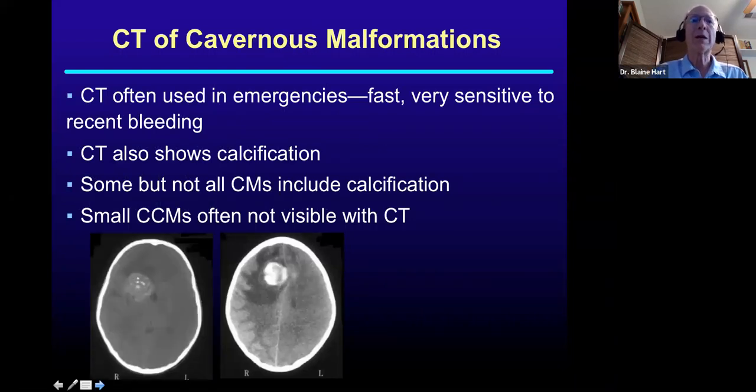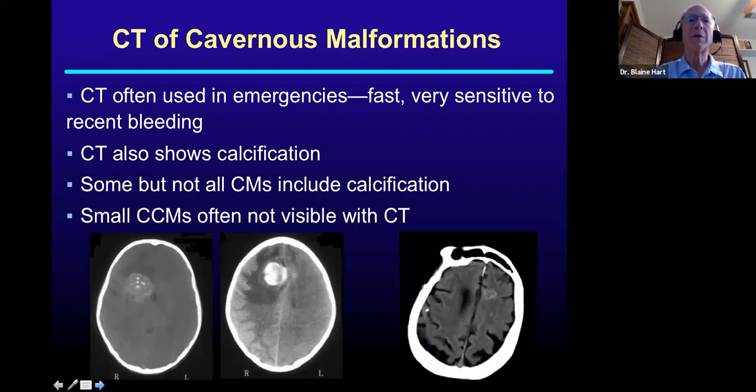CT can also show calcifications. On the left hand of your screen, the small, brighter areas within that are areas of calcium. And some cavernous malformations, not all, but some have calcification present. But small CCMs simply are often not visible at all on CT.